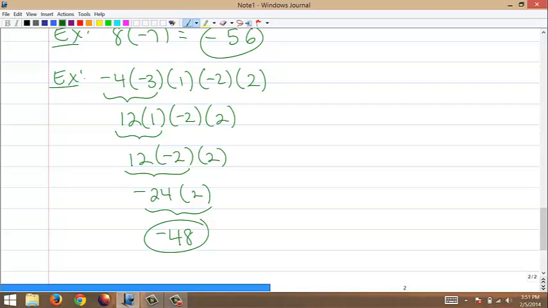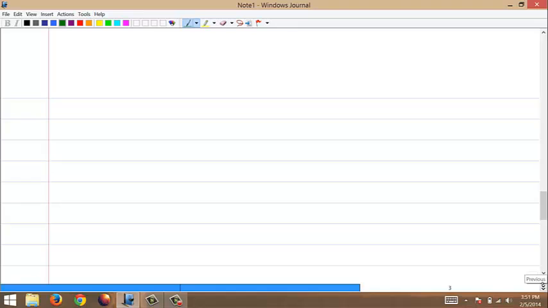So again, when you're multiplying multiple numbers, think about them just in terms of pairs, keeping track of the signs as you're going along to make sure that we don't make a mistake in that process. All right, is that okay? All right, let's keep going here. So what if we had something that looked like this?